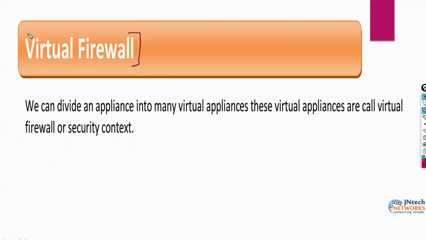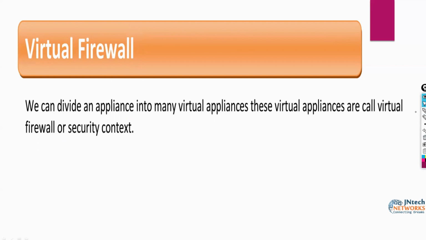Now we can go with the virtual firewall technique. You can divide your single Cisco ASA firewall device into multiple firewall devices, and this concept is called security context. So you can create multiple security contexts. For example, for marketing, we have a marketing context. For the sales department, a sales context. For the HR department, an HR context. So a context is called what? It's called a firewall.